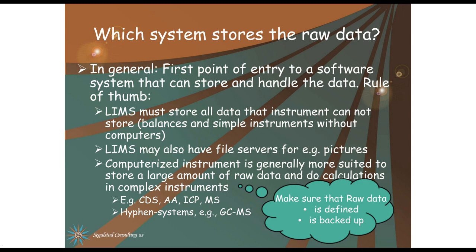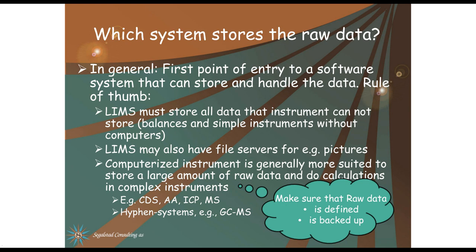I mentioned that data may be stored in LIMS or in the instrument. How do we decide where to store it? In general, this is the first point of entry to a software system that can store and handle the data. So the rule of thumb is that LIMS must store all data that the instrument cannot store. For example, balances and simple instruments without computers. LIMS may also have file servers, for example, for pictures from microscopes.